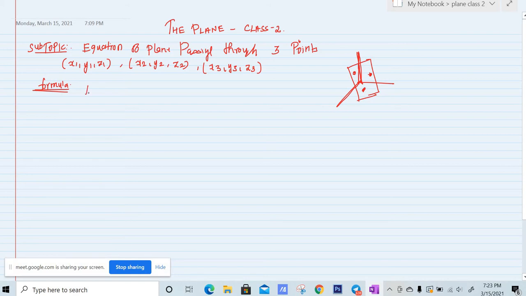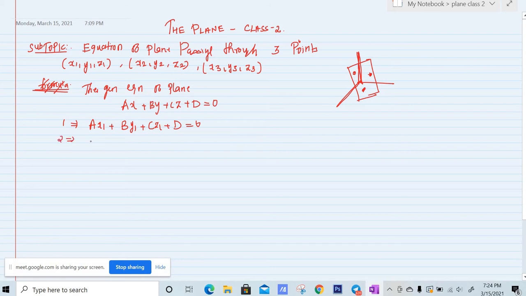So what is the general equation of plane? It is ax plus by plus cz plus d is equal to 0. Before I give the formula straight away, I'll tell you how the formula came. Our plane has to pass through all these 3 points. That means first it has to pass through the first point (x1, y1, z1). So instead of x, y, z, we substitute x1, y1, z1, so ax1 plus by1 plus cz1 plus d is equal to 0.